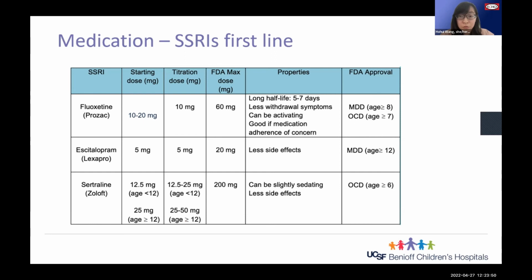Zoloft is also approved for a pretty young age. It's also considered to have fewer side effects and be a milder medication. The only downside that I find is the titration period can be quite long, because when you start at 12.5 and want to get up to 200, some families or patients who are very anxious might feel you're always titrating a medication. So it's a milder medication in terms of side effects, but if the family has a lot of anxiety about going up on the dose every time, other choices might be better.